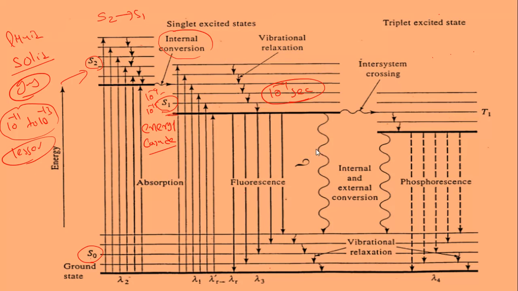Again I am repeating, 10 raised to minus 11 to 10 raised to minus 13 is the lifetime of the S2. In the S1 state, the lifetime will be 10 raised to minus 9 to 10 raised to minus 15. Now if it falls back around the time period of 10 raised to minus 9 seconds, then it is known as fluorescence. Now this pathway is not very common because it is relatively slow.